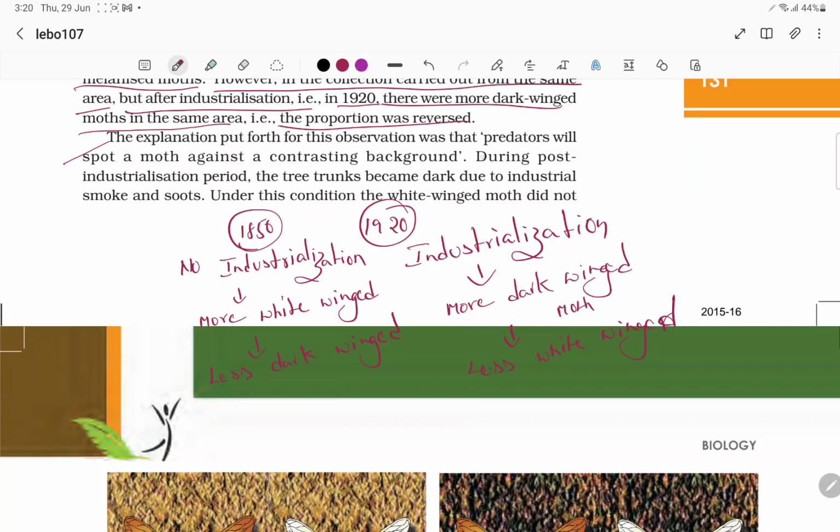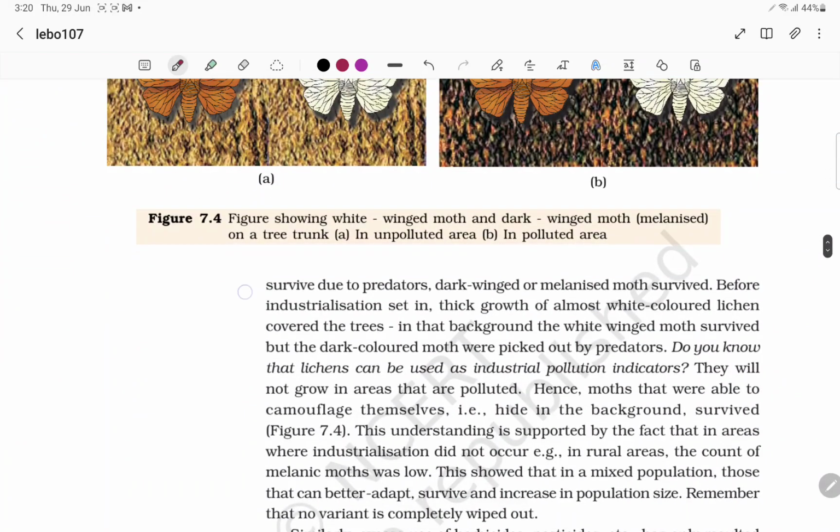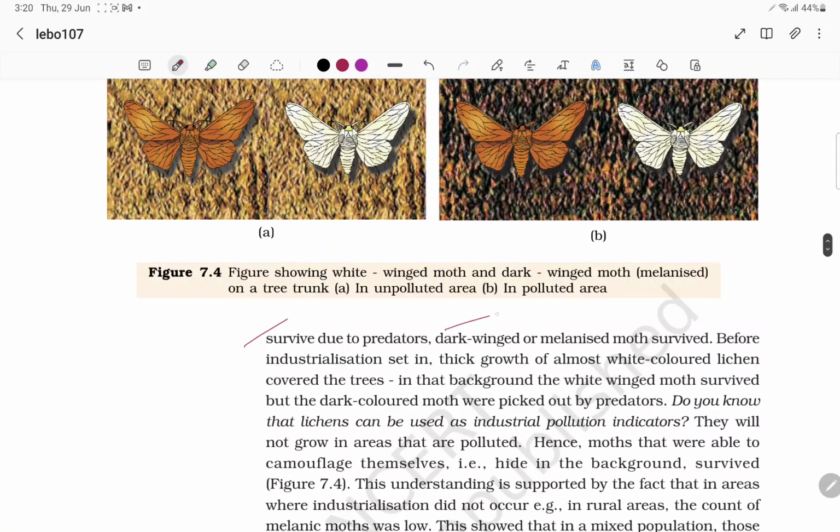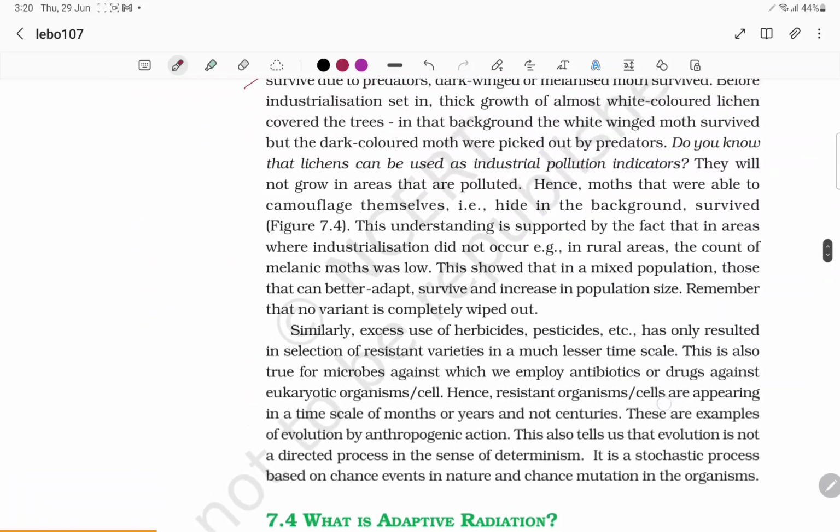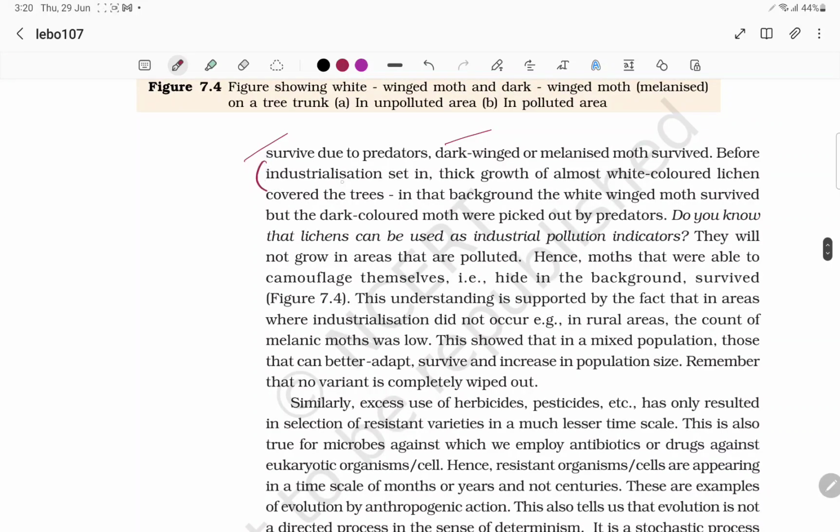That's what happened here. During the post industrialization period, the tree trunks became dark due to industrial smoke and soot. Under this condition, the white winged moths do not survive due to predators. Dark winged and melanized moths survive because they can exhibit camouflage. Before industrialization set in, a thick growth of almost white colored lichens covered the trees. In that background the white winged moth survived, but the dark colored moth was picked out by predators very easily.